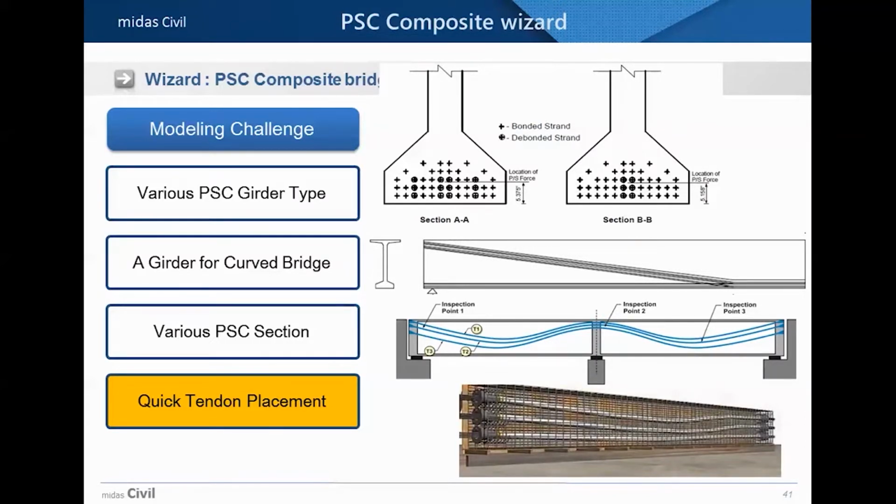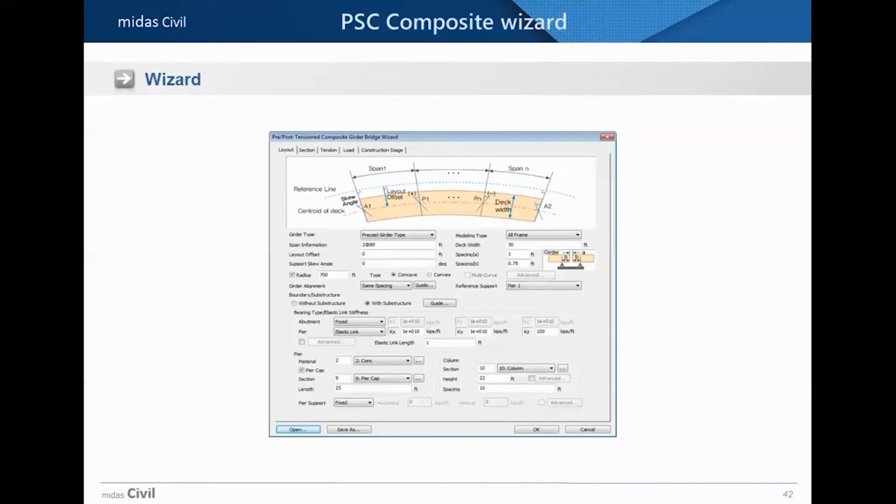Okay, we saw the four challenges, and I want to ask you one thing. How can you handle these challenges in the real modeling? Actually, it's not easy. The modeling time in an actual project takes around 2 or 3 days. However, in MIDAS Civil, we can reduce it to half a day. The key is the PSC Composite Wizard.